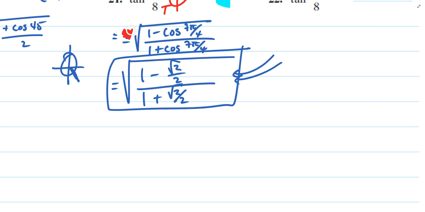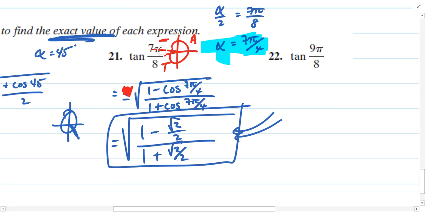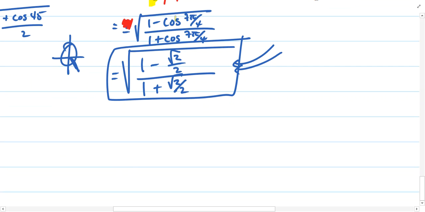The positive potential solution has been thrown out at this point. Remember, because we are talking about 7 pi over 8 in our original angle, 7 pi over 8 exists in this second quadrant, and tangent must be negative in that position, so we threw that out. Secondly, I started thinking about cosine of 7 pi over 4 to help simplify our solution.